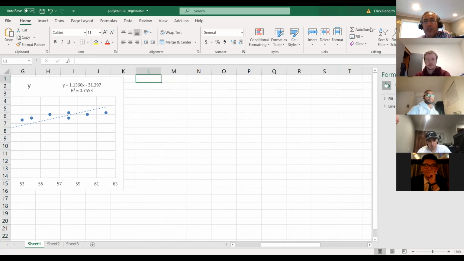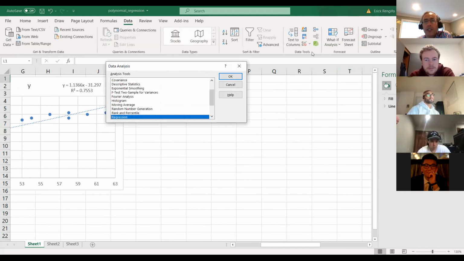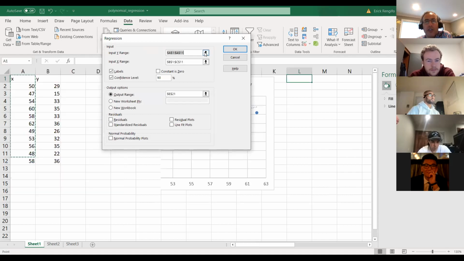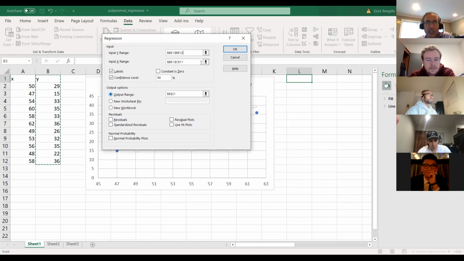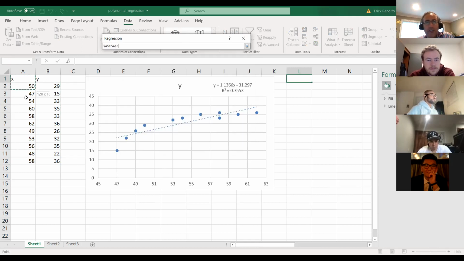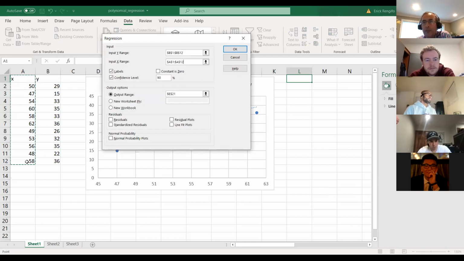Okay, so what I do is I go to Data Analysis, Regression, and then I need to select what is my Y. Remember, my Y is this one here. Correct? So the order here is reverse. I don't know why I did it. And my X is going to be this one here. Agree with me? And then I have labels. I want to have a 95 confidence level. I want to put this here.